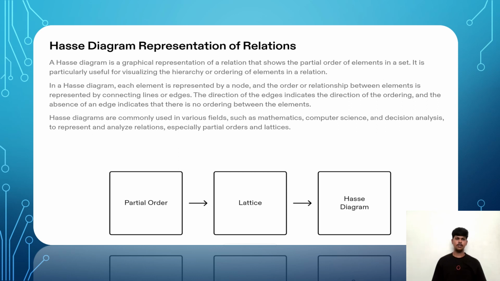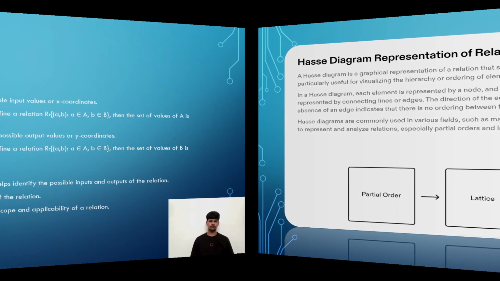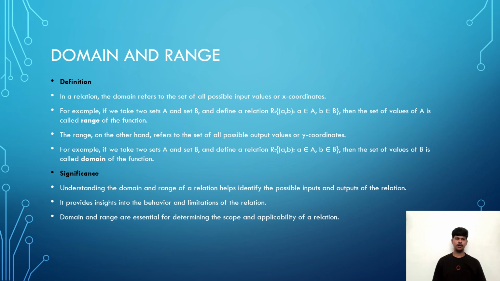Hasse diagrams are commonly used in various fields, such as mathematics, computing, science, and decision analysis, to represent and analyze relations, especially partial orders and lattices. Now here we are going to discuss range and domain.